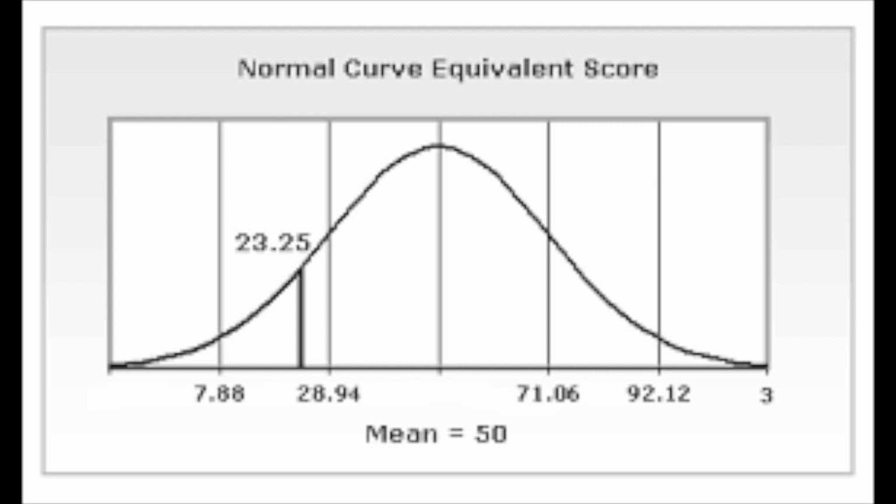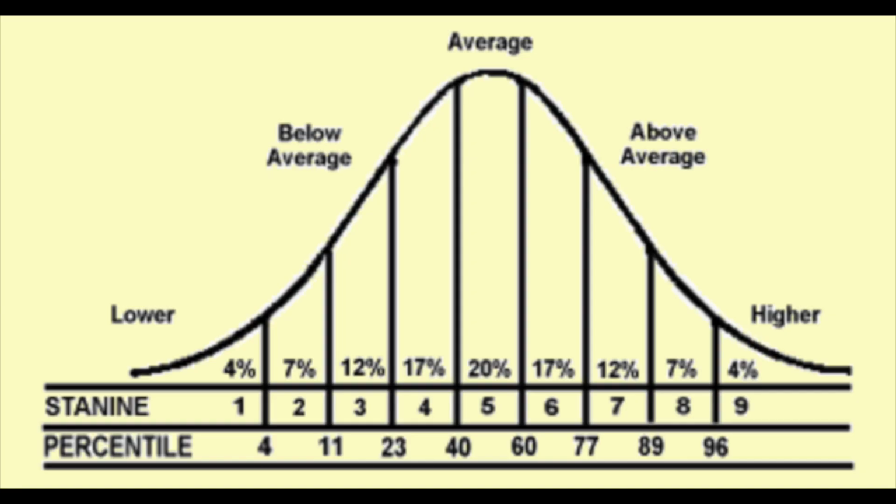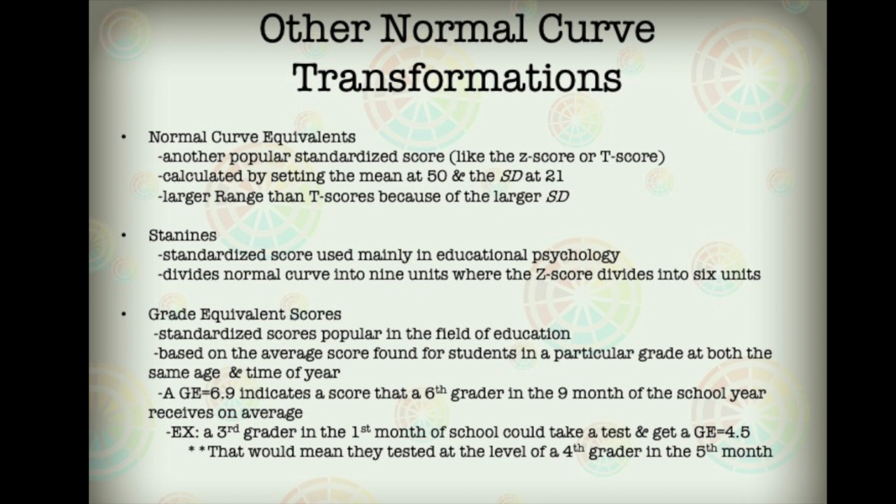And also you're going to expect a larger range than you would with T-scores because of that larger standard deviation. Okay, another normal curve transformation are called stenines, and this is a standardized score used mainly in educational psychology. So where the Z-score distribution divides the curve into 6 chunks or 6 units, when we have stenines, it divides the normal curve into 9 units. And then there are also normal curve transformations called grade equivalent scores. And these are standardized scores that are, again, popular in the field of education.